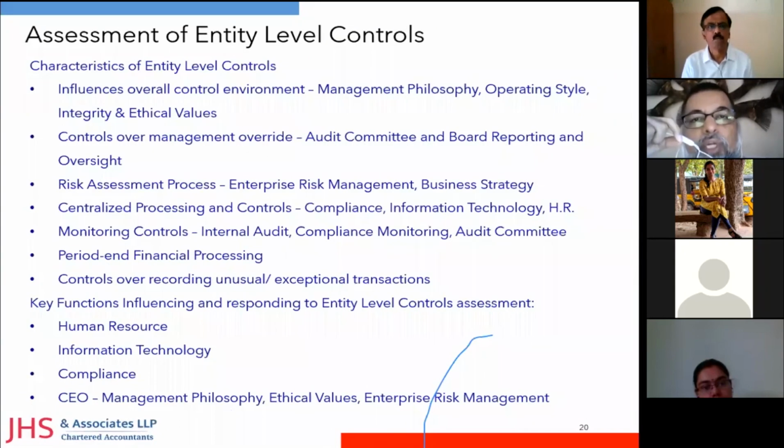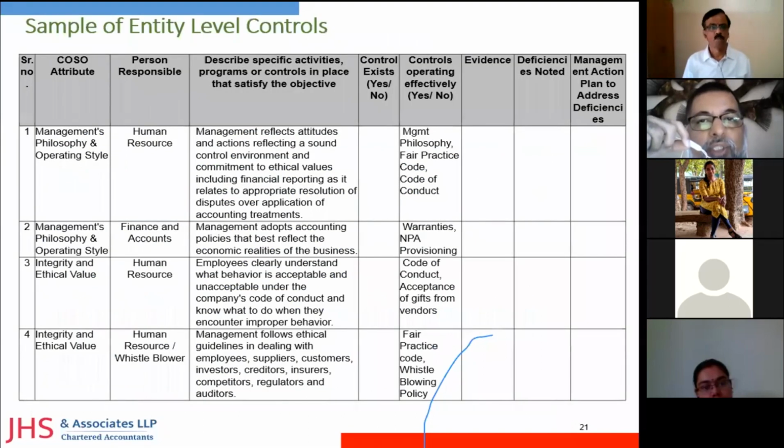When we are doing the entity level control assessments, we need to keep in mind the following aspects: management philosophy, operating style, ethical values, functioning of audit committees, board, risk assessment process, centralized processing, compliances, human resource function, IT, compliance, CEO's office, philosophy. All these elements are important in designing entity level controls. So this is a brief template in terms of how we design entity level controls.